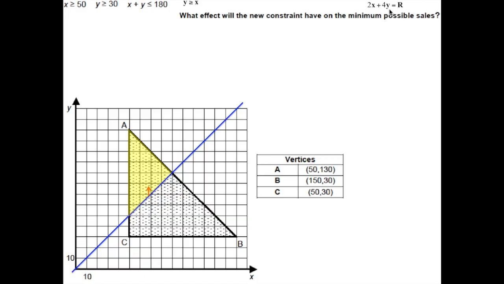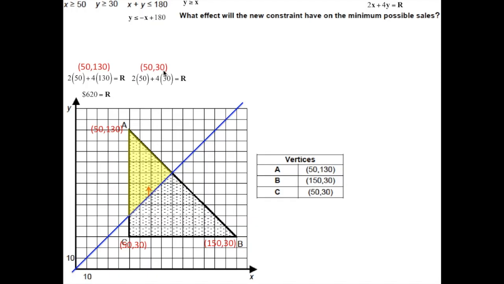So let's look at our revenue, 2x plus 4y, and we're going to look at that for each of the vertices. If I rewrite this in terms of y, Y is less than or equal to negative x plus 180, that's this line. We're going to be looking at this vertex, 50, 130, and this vertex. For 50, 130, I'm going to replace the x with 50 and the y with 130. So I get 2 times 50 plus 4 times 130, which is $620. This is going to be $620 for 50, 130.